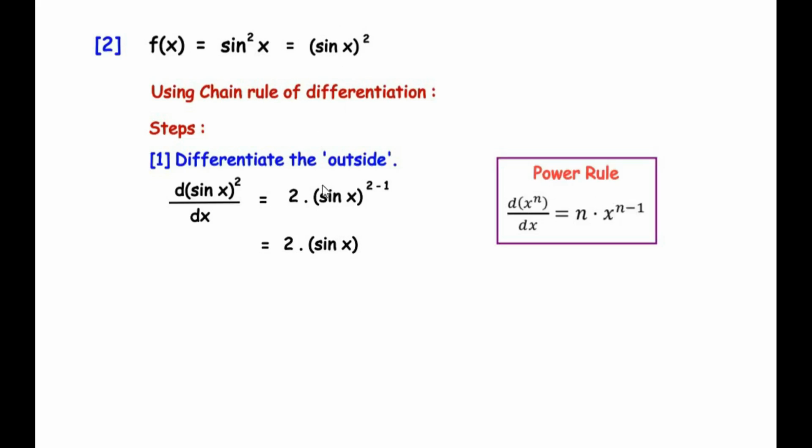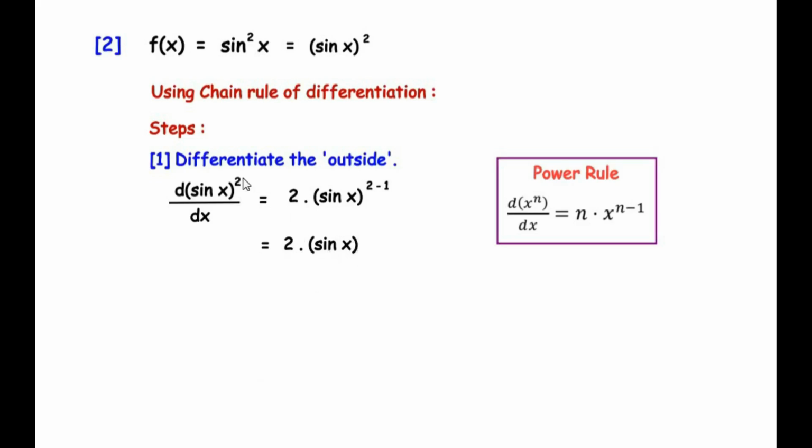Similarly, if you see here in step 1, that is differentiating the outside, we have taken this power down, that is 2 jumps down, and it multiplies with sin x, and the power of sin x has reduced by 1. This is being done by using the power rule. Now simplifying this, we get 2 times sin x to the power of 2 minus 1, which is 1. So you do not have to write the power of 1. So this is the first step.